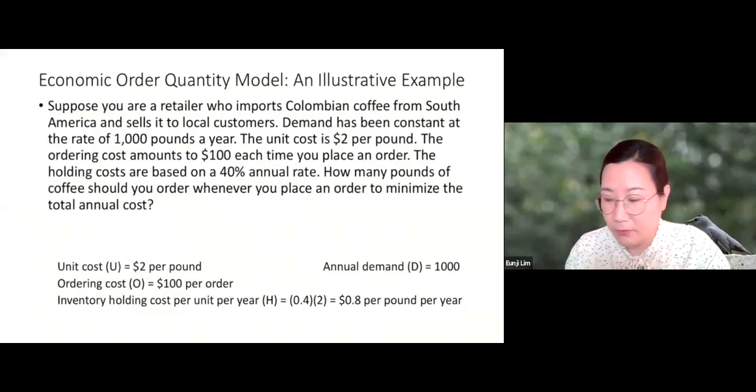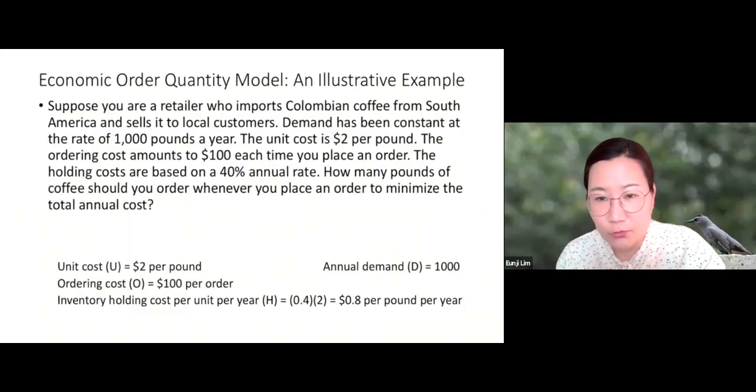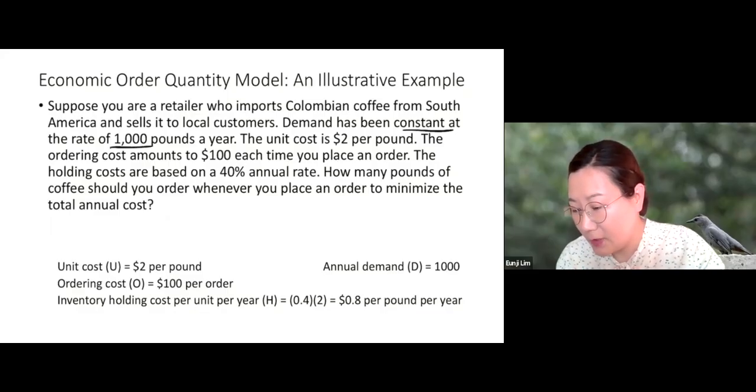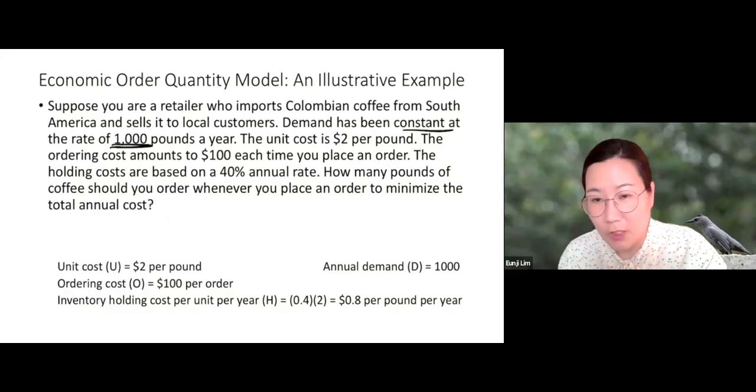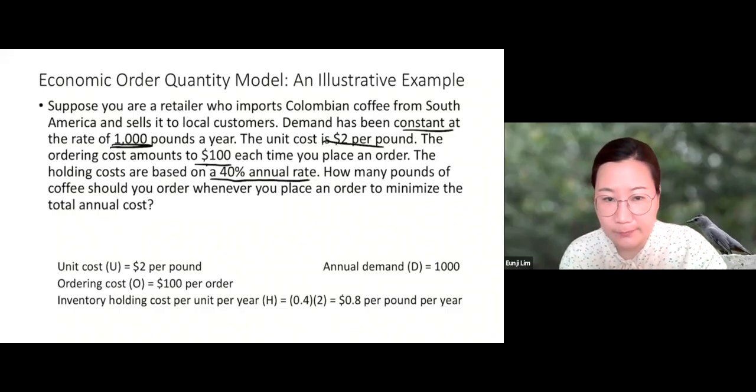So let's take an example. Suppose you are a retailer who imports Colombia coffee from South America and sells it to local customers. Demand has been constant at the rate of 1,000 pounds a year. The unit cost is $2 per pound, and the ordering cost amounts to $100 each time you place an order. The holding costs are based on a 40% annual rate. How many pounds of coffee should you order whenever you place an order to minimize the total annual cost?